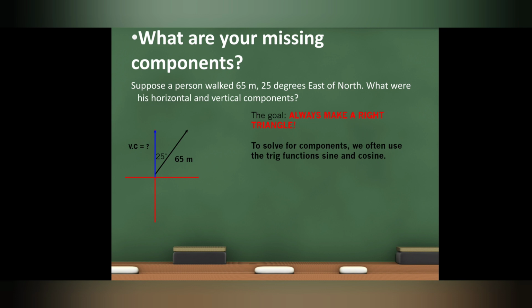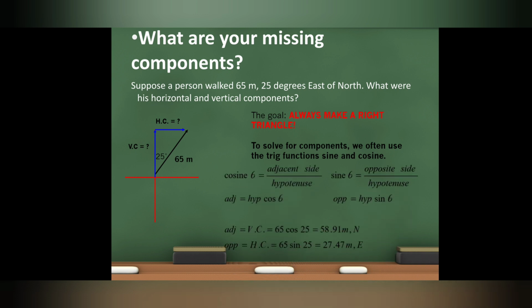So here we know that the person walked 65 meters, 25 degrees east of north, they said. So what is its vertical component they are asking us, right? So to find the vertical component, we need to get the horizontal component as well, right? So we know that cos theta is equal to adjacent divided by hypotenuse, and sin theta is equal to opposite divided by hypotenuse, right? So adjacent is equal to what, children?